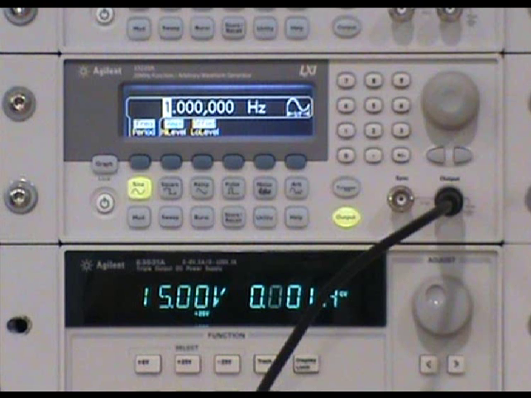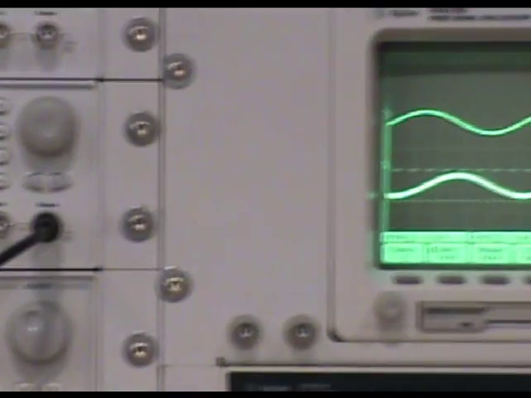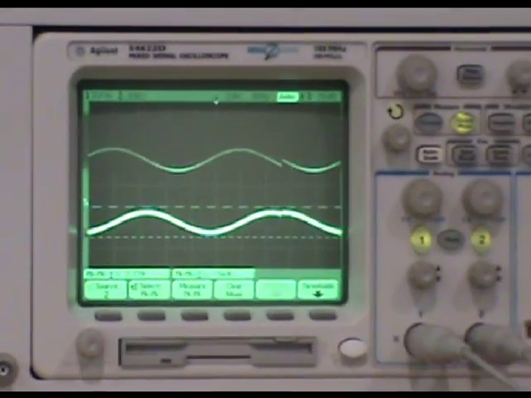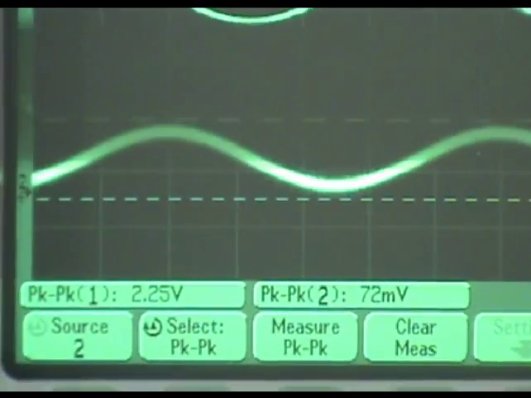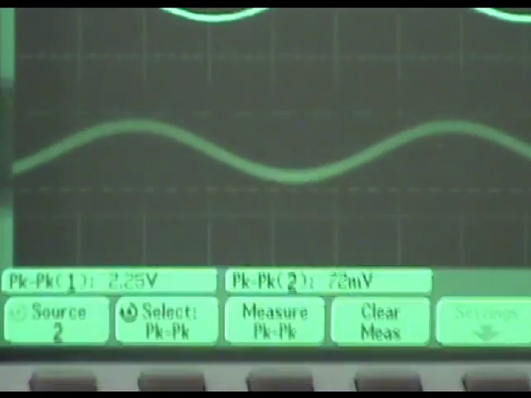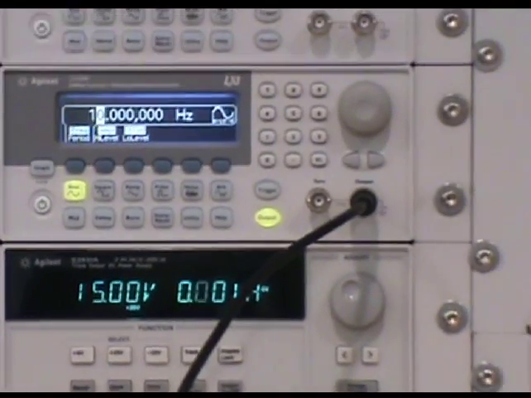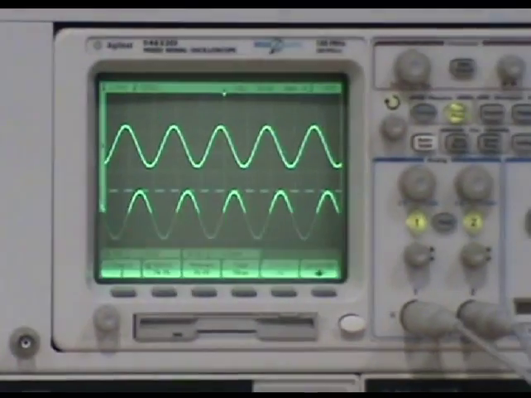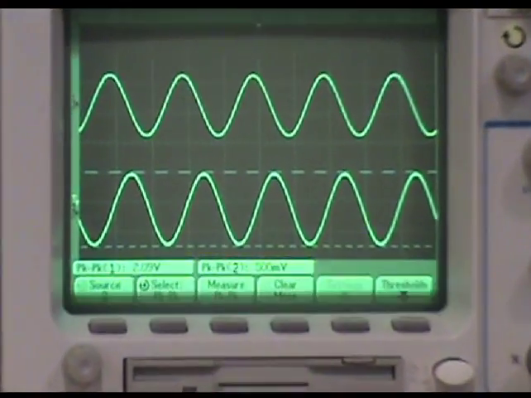This is a very low frequency, 1 Hz. Check out the magnitude of the signals. The output is really low. The second case is a little higher, 10 Hz. The magnitude of the output increased.